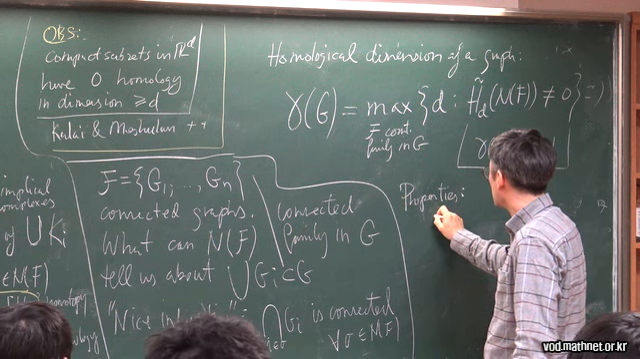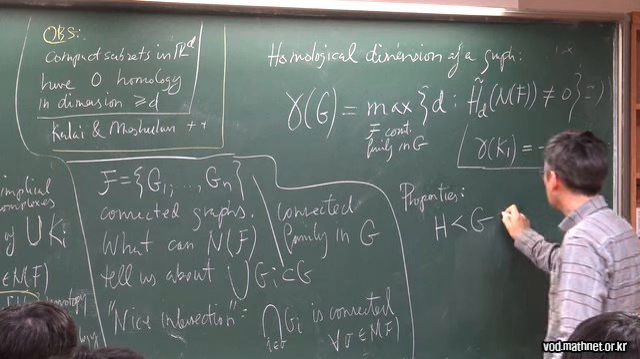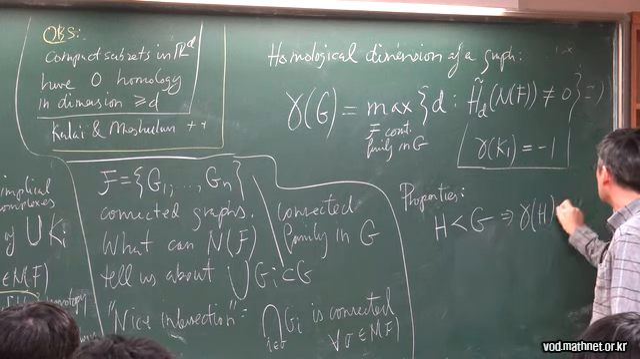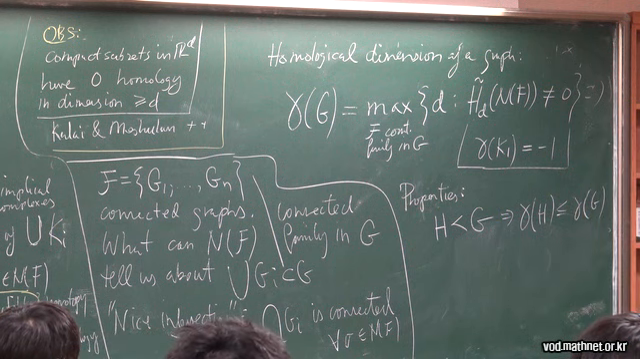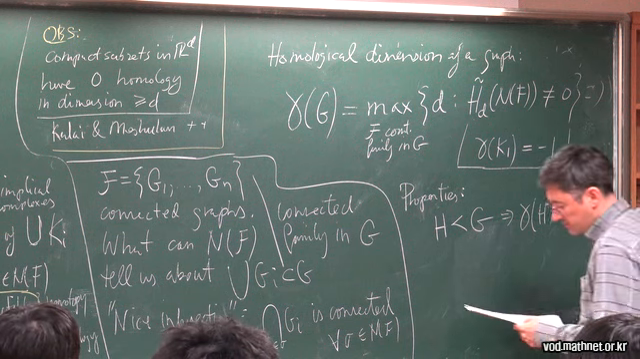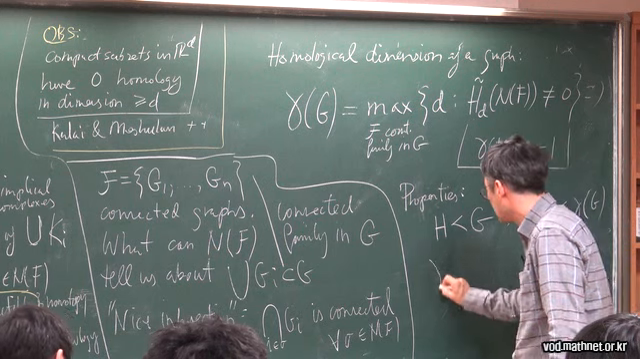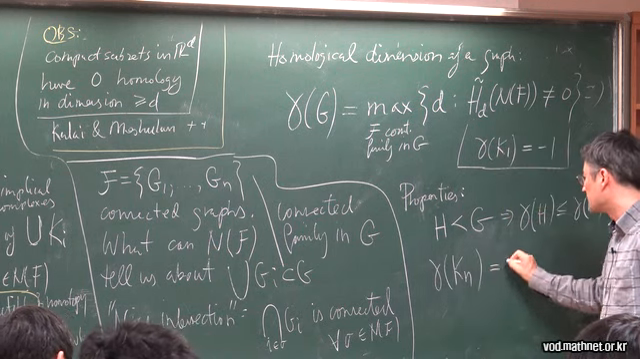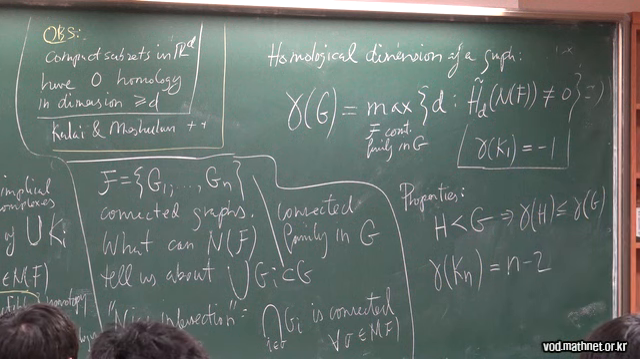It's minor monotone. If H is a minor of G, then the dimension of H is less than or equal to the dimension of G. This is a very basic property of that parameter. Another basic property, of course: on the complete graphs K_n, the dimension is n minus 2. That's the dimension of the complete graph.